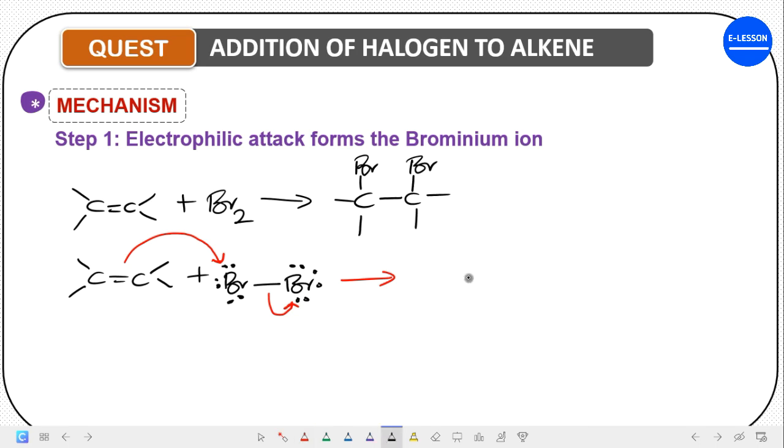So how does the bromonium ion look? It looks something like this. You have the carbon, and then you have the bromine with a positive charge, because the bromine coming in here becomes positively charged. And then you have this and this. This is a linkage. This is what is called the bromonium ion.